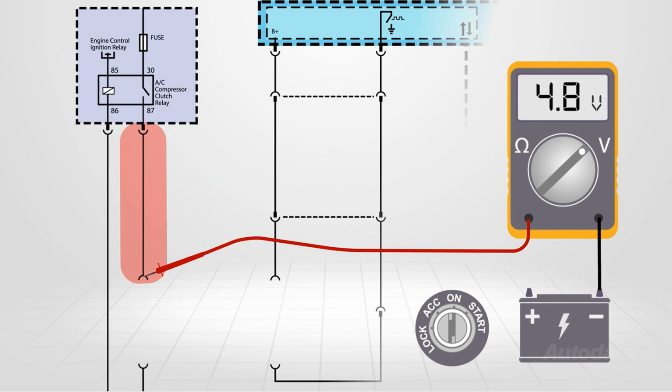With a short to ground ruled out and no voltage displayed between battery negative and the compressor supply terminal, an open will be the fault. If less than battery voltage is seen when connected between the compressor harness load terminal and battery negative, there will be excess resistance in the harness.